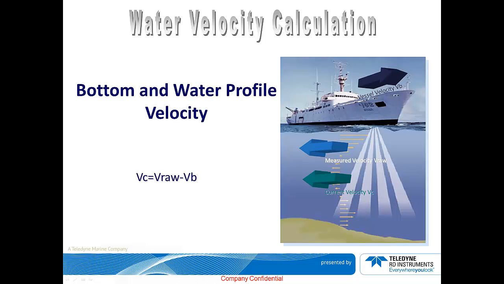Here's how the DVL calculates the actual water current and at the same time, a simple example of what bottom tracking is used for. When water profiling, the current measured by the DVL is what is known as the apparent or raw velocity. This velocity basically is the real water current plus the vehicle speed. In order to calculate the real or actual water current, the DVL must remove the vehicle speed from the raw speed. Again, the vehicle speed in this case is simply the bottom track speed or the vehicle speed over ground.